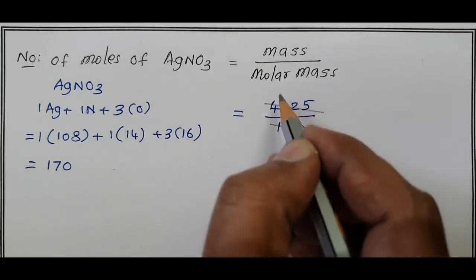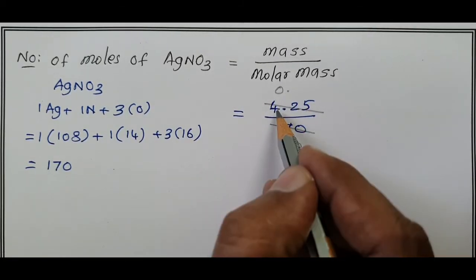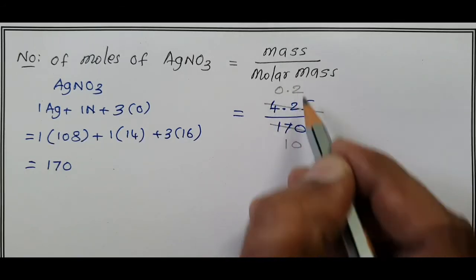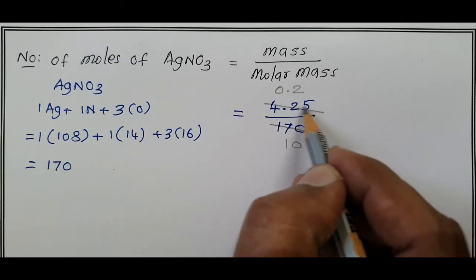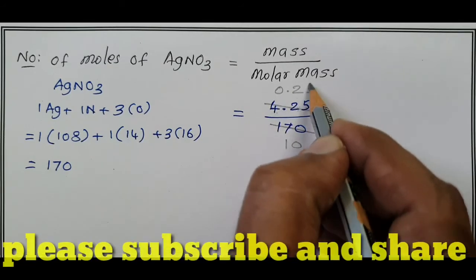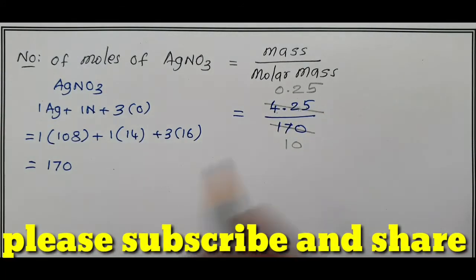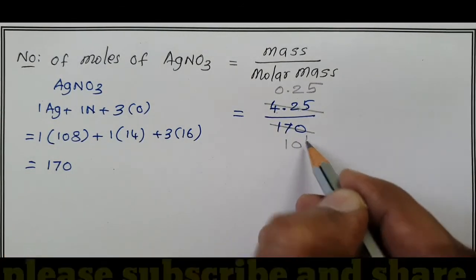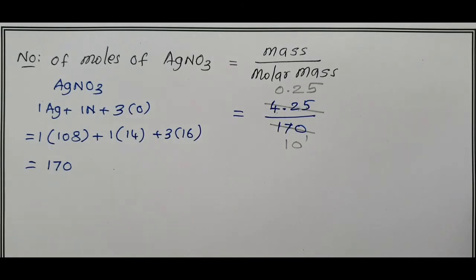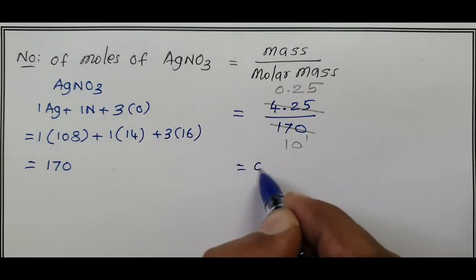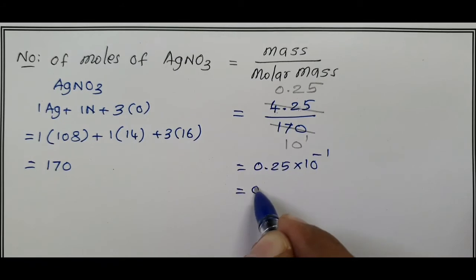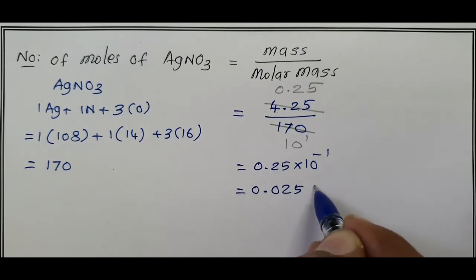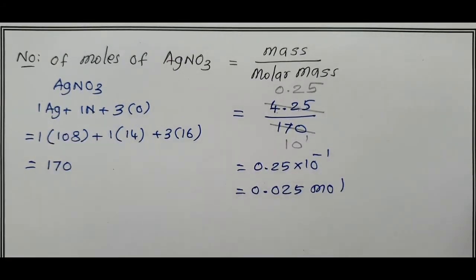4.25 divided by 170: 2 17s are 34, remaining 8, 85, 5 17s are 85. Here you have 10, that is 10 power 1. When you bring 10 power 1 to the numerator, you will get 0.25 into 10 power minus 1, equal to 0.025 mole, the number of moles of silver nitrate.